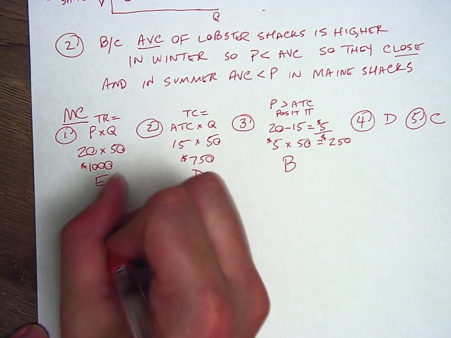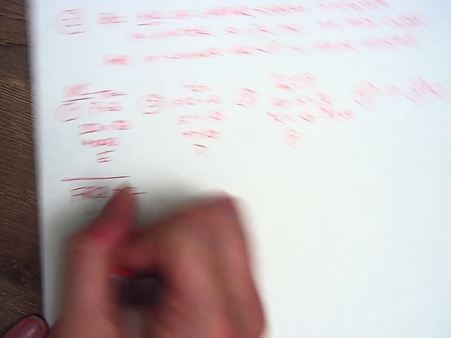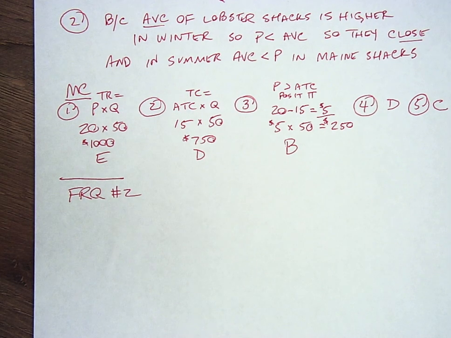So now we're going to take a look at the second free response question. So FRQ number 2, and there are 5 parts to this. Refer to the graph provided. So there's a graph here with MC, ATC, and MR. And it says, assuming it is appropriate for the firm to produce, what is the firm's profit maximizing level?